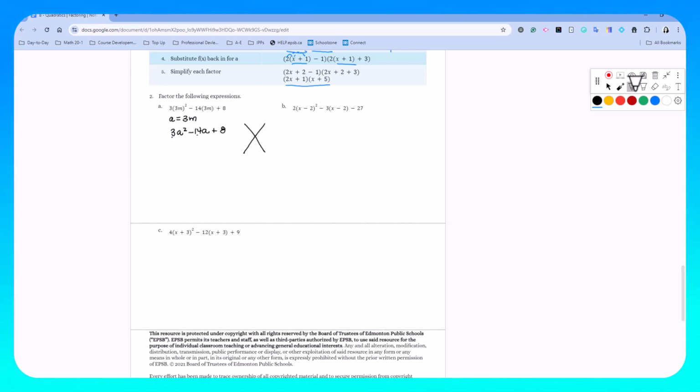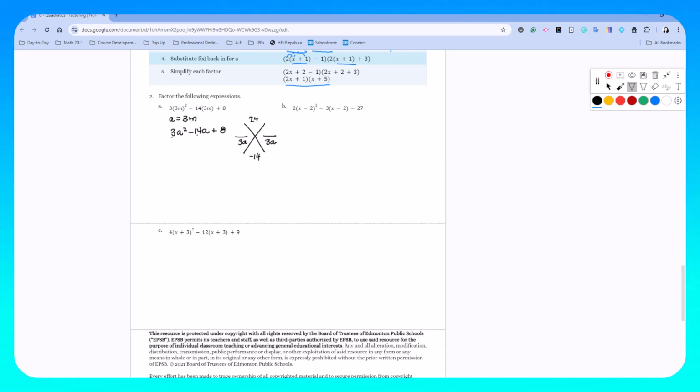So we go ahead and we go 3 times a times c, which is 24. And we're going to put our b value down here. I'm going to put 3a here. And I'm going to find two numbers that multiply to 24, but add to negative 14. Now, negative 14 is quite a big number. That must mean I have to have a bigger multiple of 24.